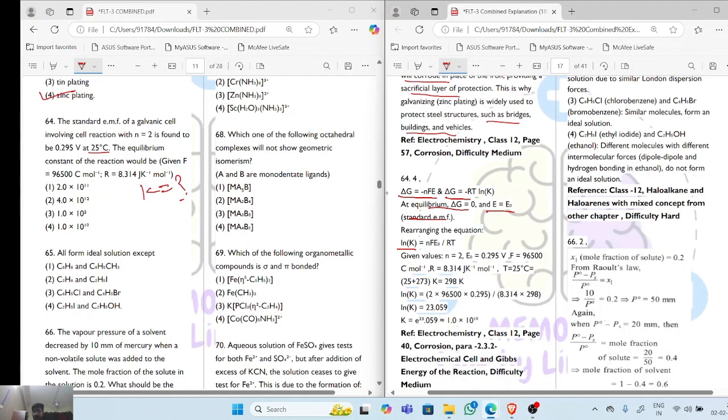Putting the value of n equals 2, E naught equals the given value, 0.295 volt. F, we know the value of Faraday's constant. The value of the universal gas constant we know, and the temperature given is 25 degrees Celsius, which is 298 Kelvin. So we can easily find the value of ln K, and from ln K we can find the value of K, which is approximately 1 into 10 raised to power 10, meaning option number 4 is our correct answer.